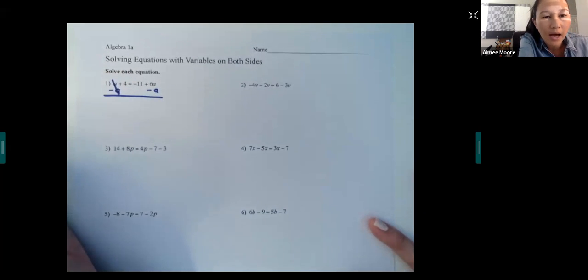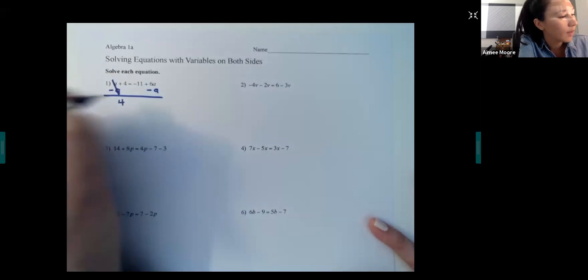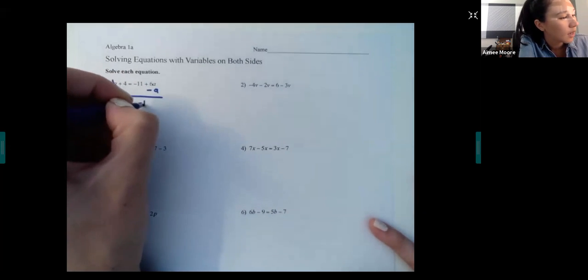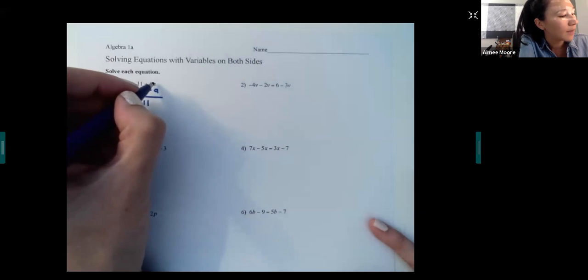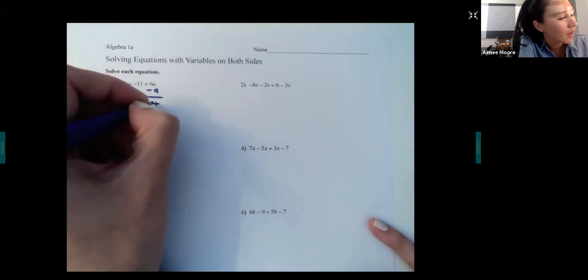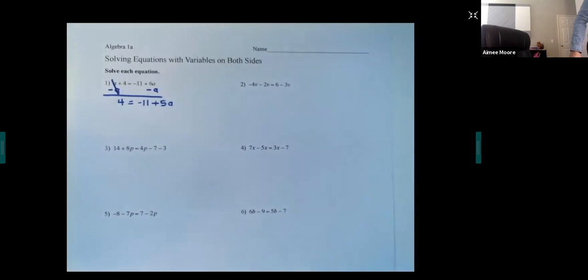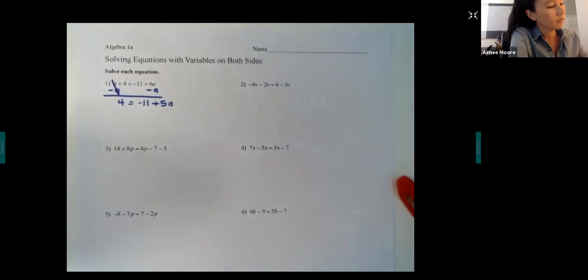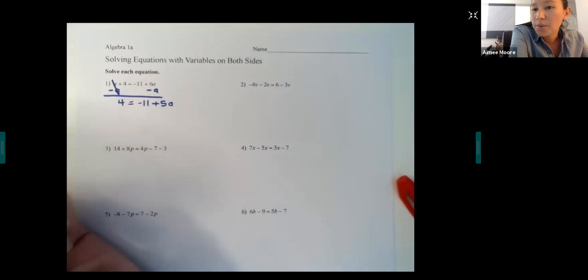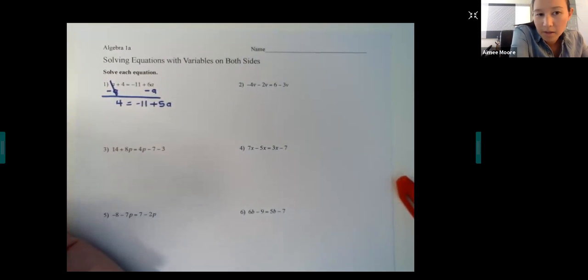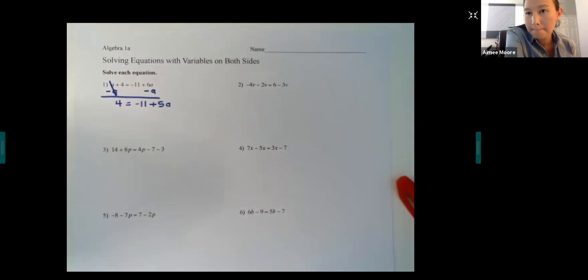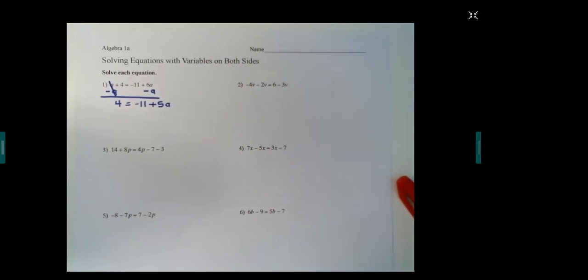So then the A's cancel out, leaving us with 4 on the left side of our equation equals -11. And then we have 6A minus A, which is 5A. That's the only new step. Any questions on that new step? Now it's just a 2-step equation. No? Perfect. All right, so we would finish solving.